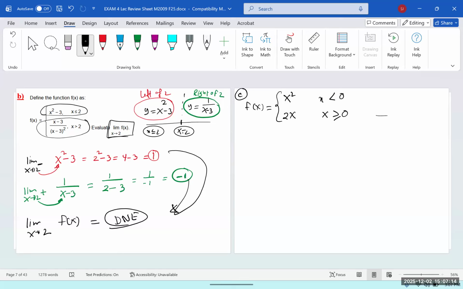So before x equals 0, if this is x equals 0, before x equals 0, we have a function y equals x squared, which is a parabola. Now after x equals 0, we have a function y equals 2x, which is a line. So if you do want to draw, the graph will be something like this. This is x equals 0. Before that, we have x squared, and after that, we have 2x. So this is a piecewise function.